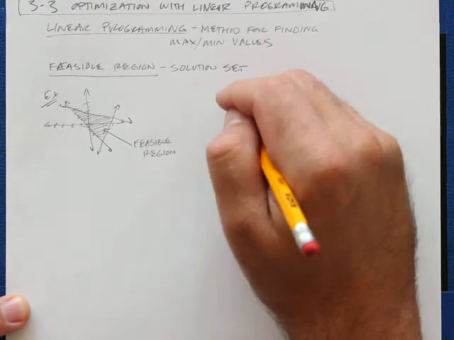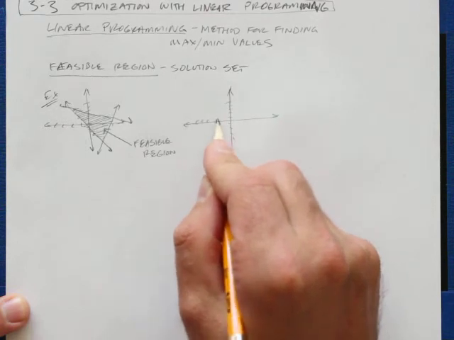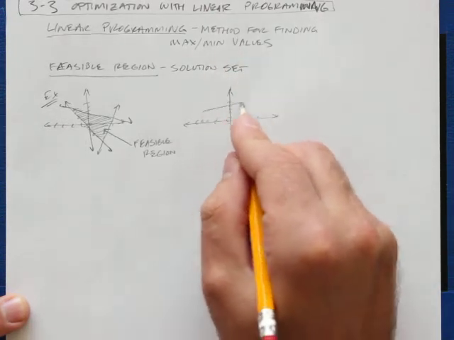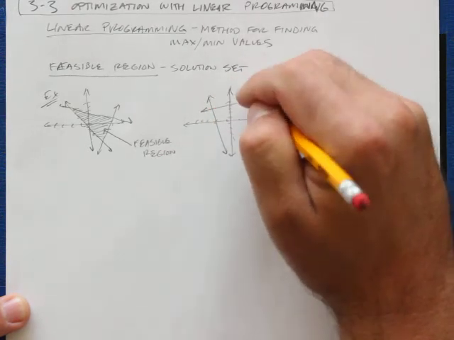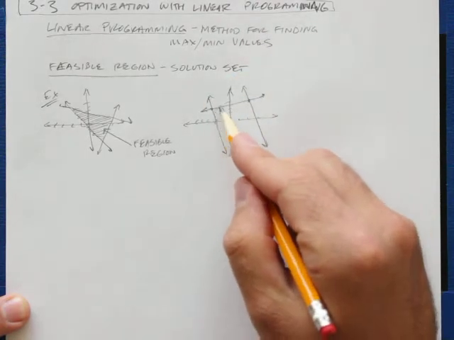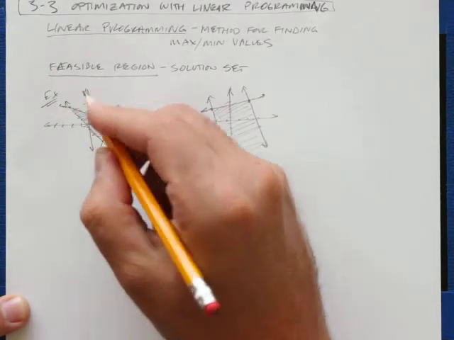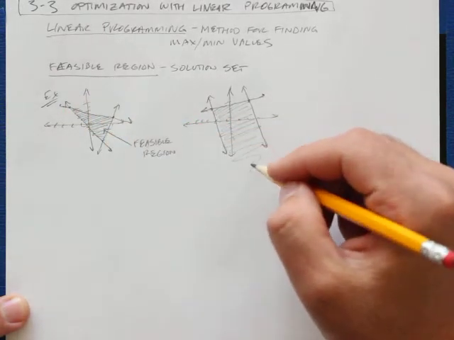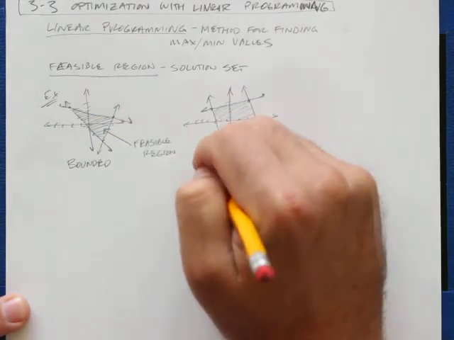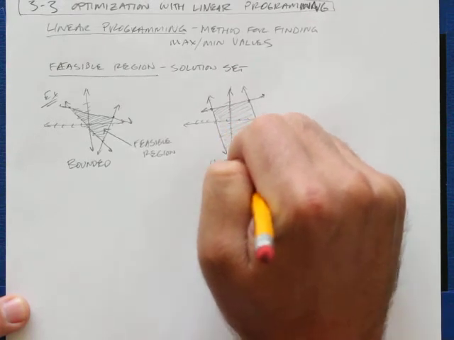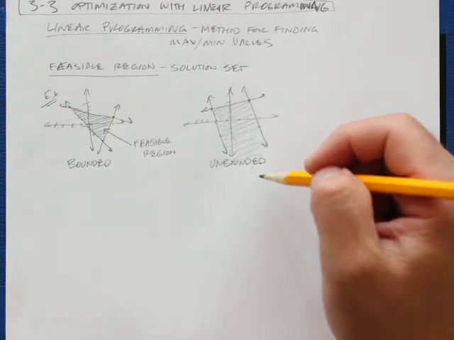And we're going to look at 2 different types of feasible regions here, and one might look like this. All right, so notice how this one is enclosed and this one is not. This one is called bounded, and this one is called unbounded. So this one doesn't have a minimum value, it goes on forever.